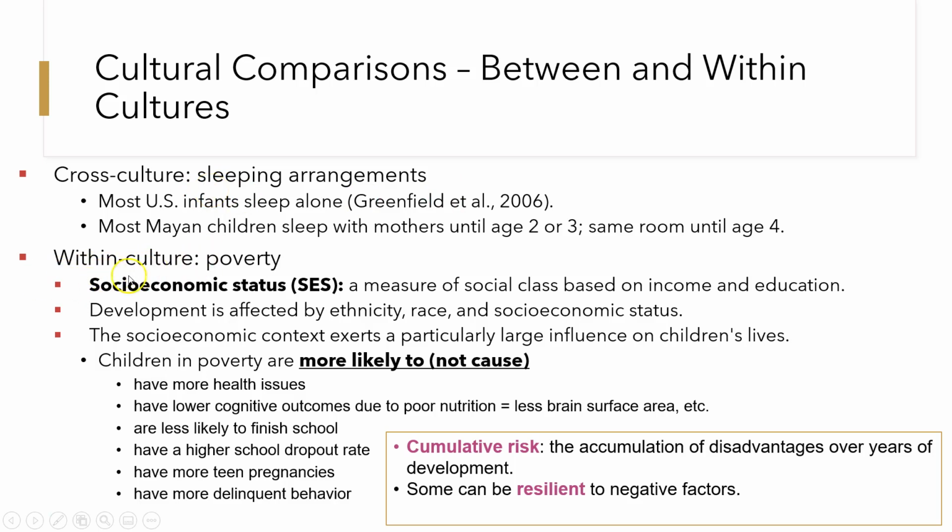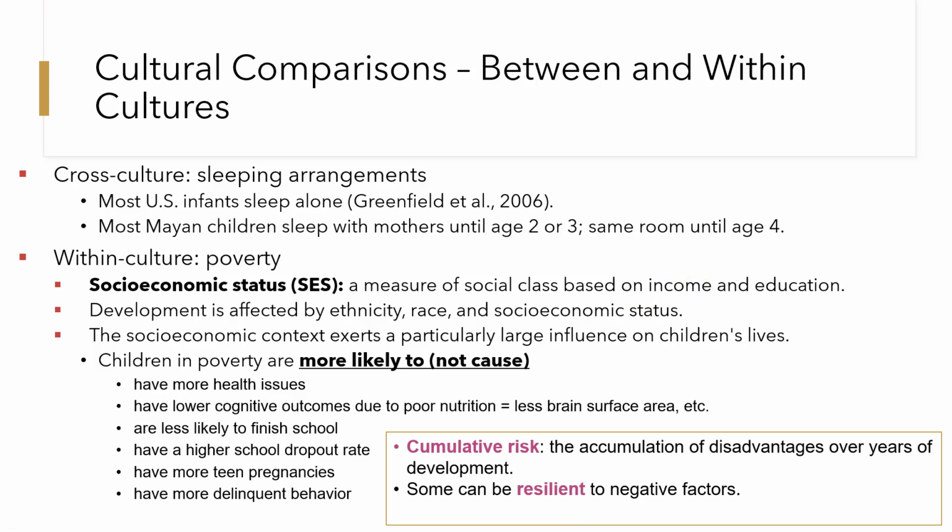But we also have to talk about within cultures, meaning within one culture, there is a large amount of variability. We certainly can't say that all U.S. infants sleep alone, right? There's variability. And what about socioeconomic status? Socioeconomic status, as we've mentioned, is a measure of social class that's based on education and income.